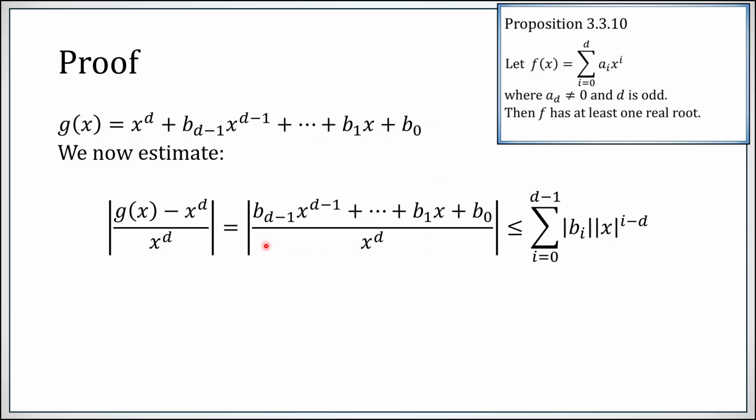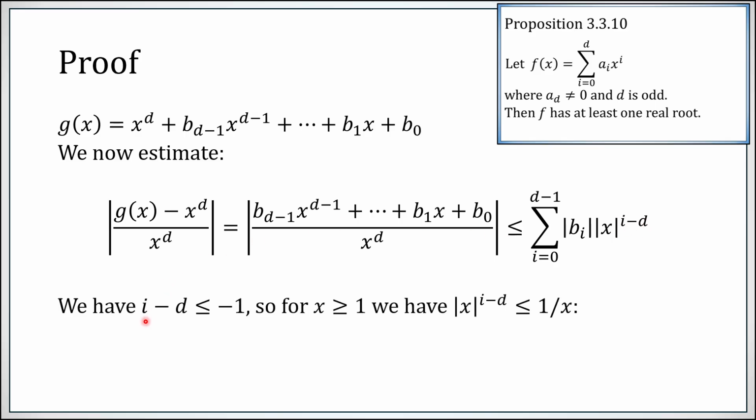Now inside here, we're going to apply the triangle inequality across this finite sum. What terms do we generate? An absolute value of b_i times an absolute value of x, where we have canceled out this x to the d down in the denominator. So we start with index 0, go up to index d minus 1. We always get the absolute value of the coefficient, and then an absolute value of x to the power i minus d.